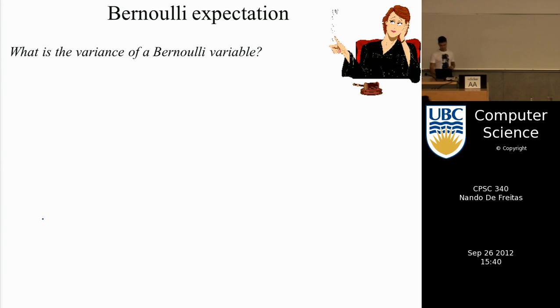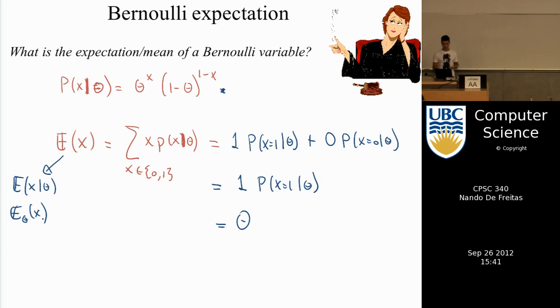The other thing that we talk about, the expectation, typically just tells us, for Gaussian variables, when you have continuous variables, the thing that happens the most, the mode of the distribution. For a Bernoulli variable, for a coin, the expectation of heads is just the probability of heads.